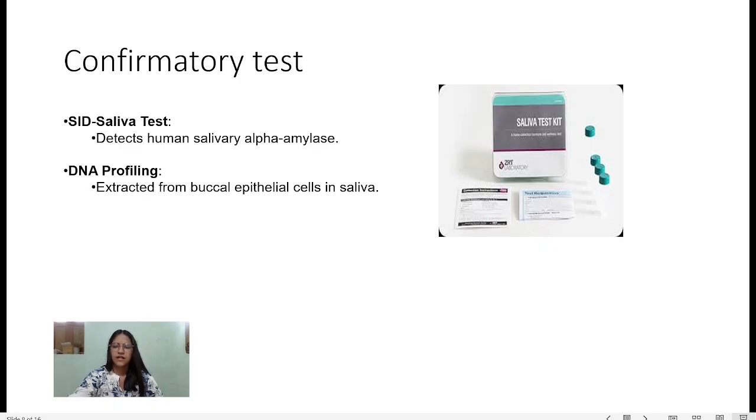The colored line on the strip indicates the case is of human origin. Like if a colored line is produced, then it is positive. The significance of this test is that it is highly specific for humans. For verification of human saliva specifically, we can use this RSID test. So this is very much accepted in forensic practice.